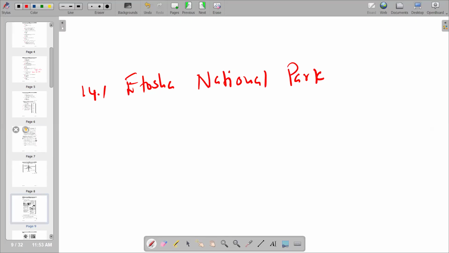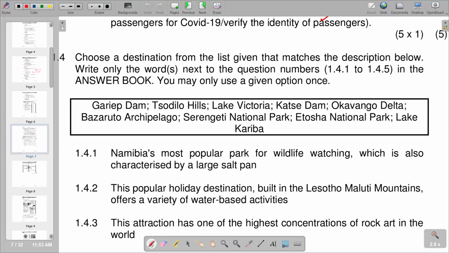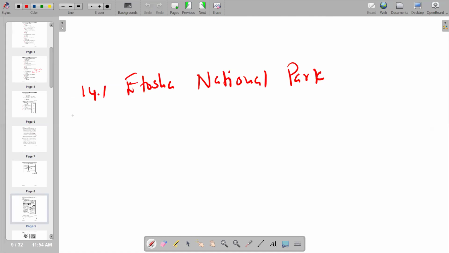Then we move on to the next one, which is saying this popular holiday destination built in the Lesotho Maluti Mountains offers a variety of water-based activities. So this is the Katse Dam. Katse Dam. So we can indicate as such.